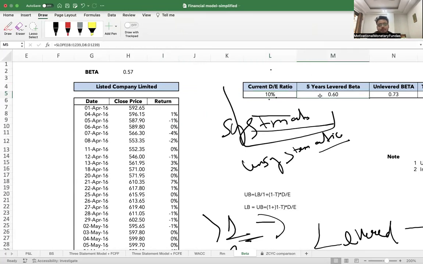How to calculate beta? Now, beta is a lever. Now again, in beta you have two types of beta.